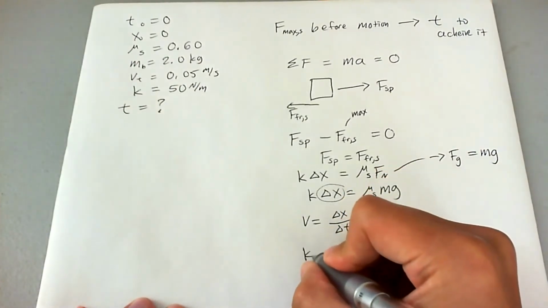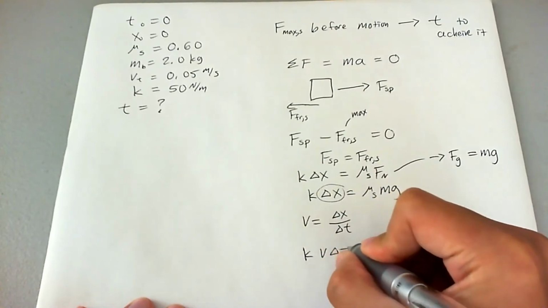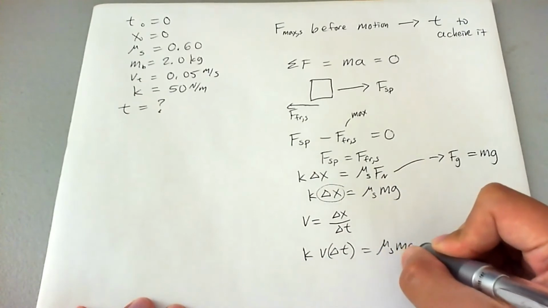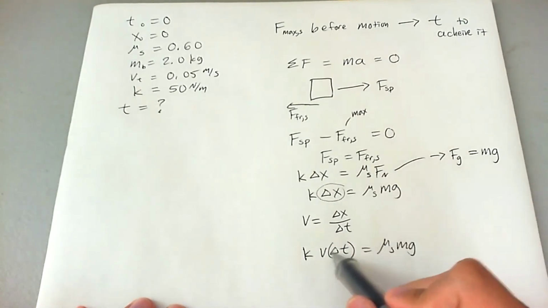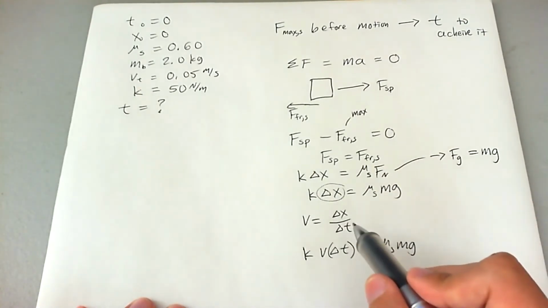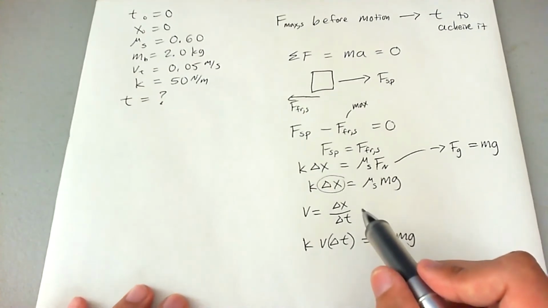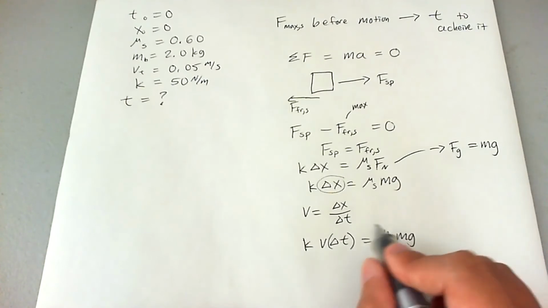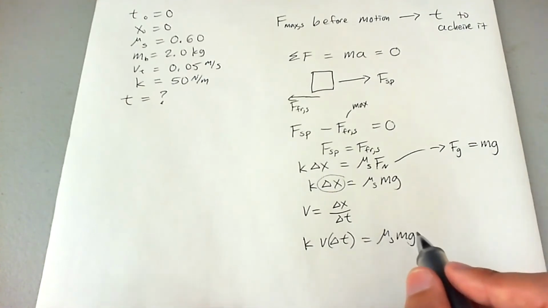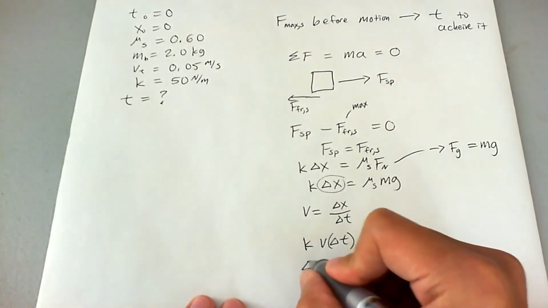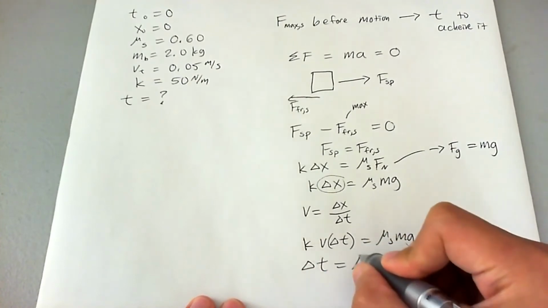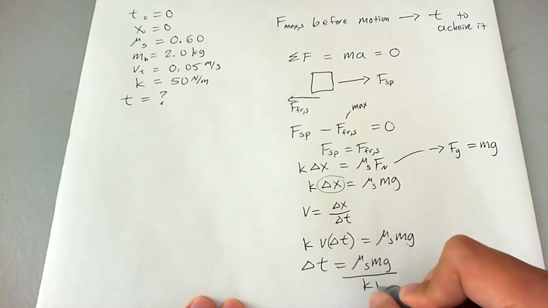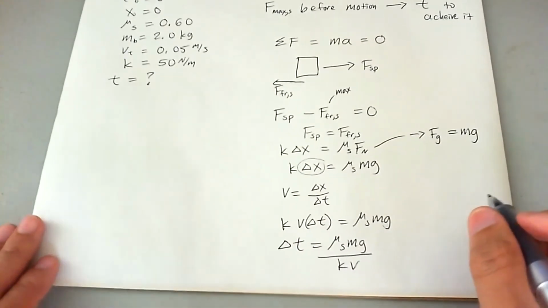So k times v delta t is equal to mu_s mg. You can see that delta x turns into v delta t via this kinematic definition. That's great. This is how much time it takes for this condition to be met. So let's isolate delta t. It's going to be mu_s mg divided by k v. And we know all the quantities.